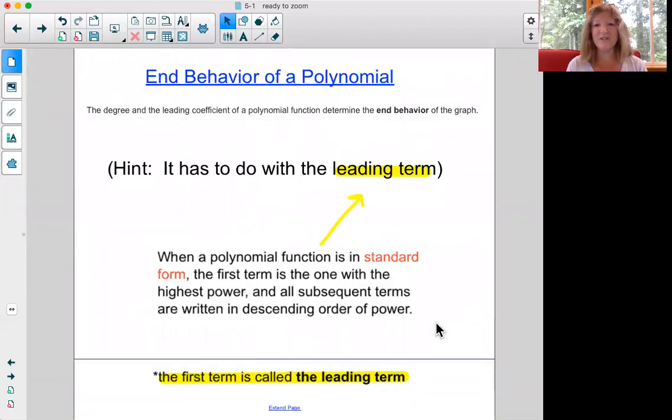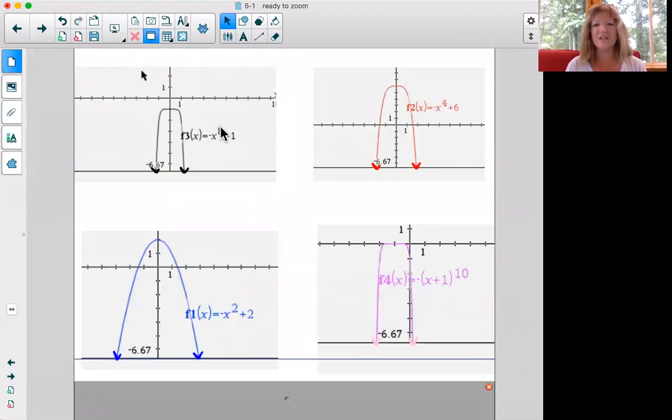So it does have to do with the leading term. Specifically, it has to do with the degree of the leading term and also the sign of the leading coefficient. So let's look here. Here we notice that in each case, the leading coefficient has a negative out front. And in each case, the degree is even. When the degree of the leading term is even, the ends will be even with each other. They'll go in the same direction, but because the coefficient is negative, they go down, down.